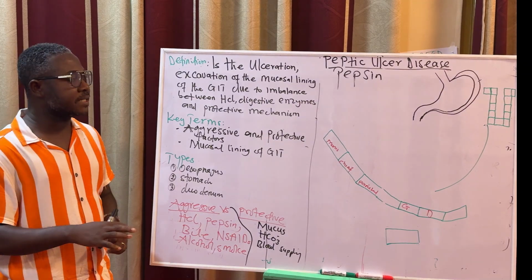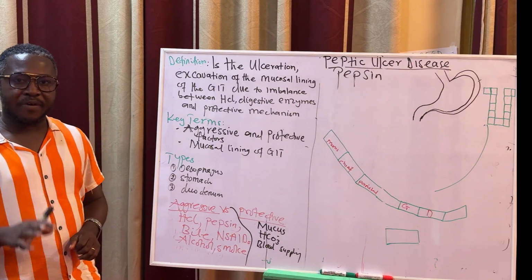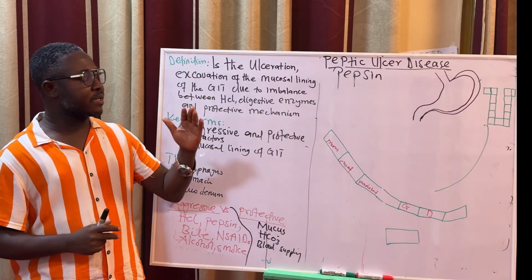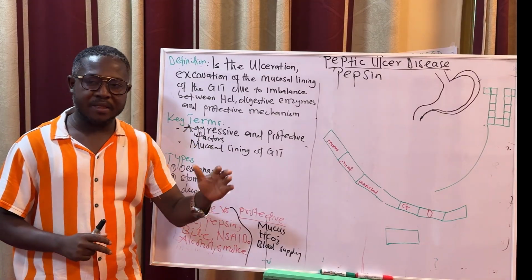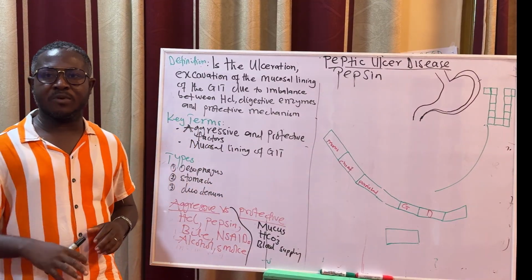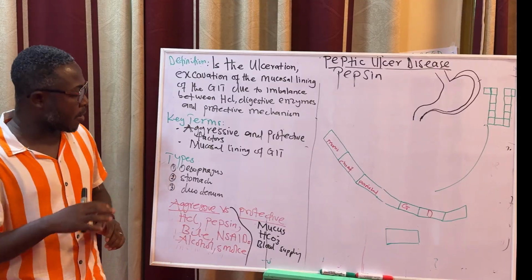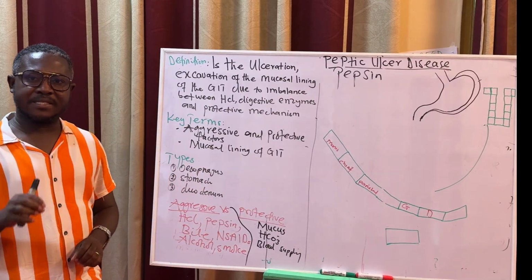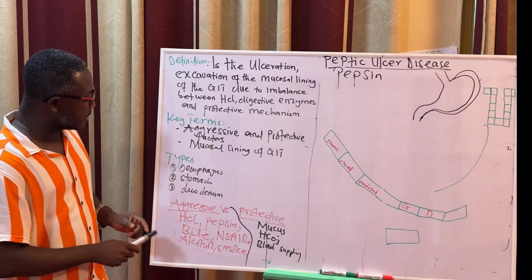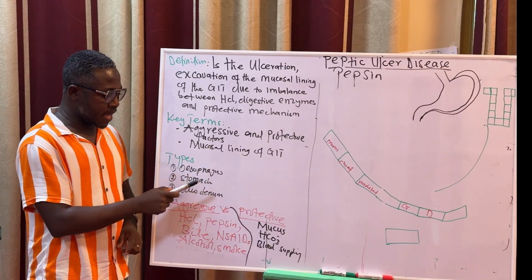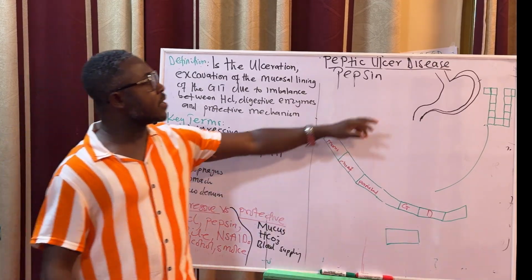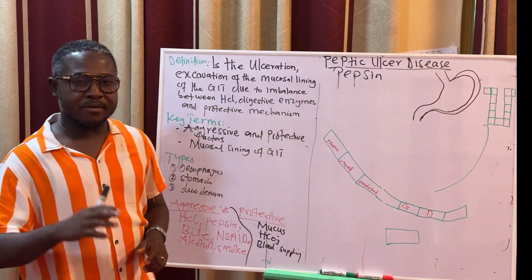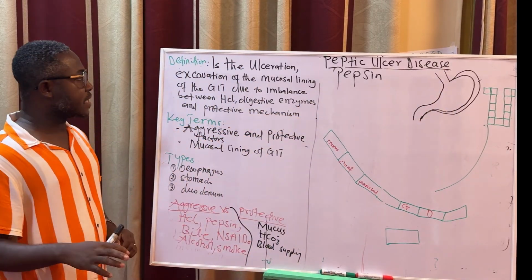Now we also said that there is another thing called the mucosa lining of the GIT, and that means that peptic ulcer disease affects the GIT. But is it all part of the GIT? Because with the GIT we have the mouth, the esophagus, the stomach, and the intestines. But when we talk about peptic ulcer disease, we are looking at certain sections. An example is the esophagus, the stomach, and then the duodenum. The esophagus here, the stomach here, and then the duodenum. And that is the main areas where ulcers affect.